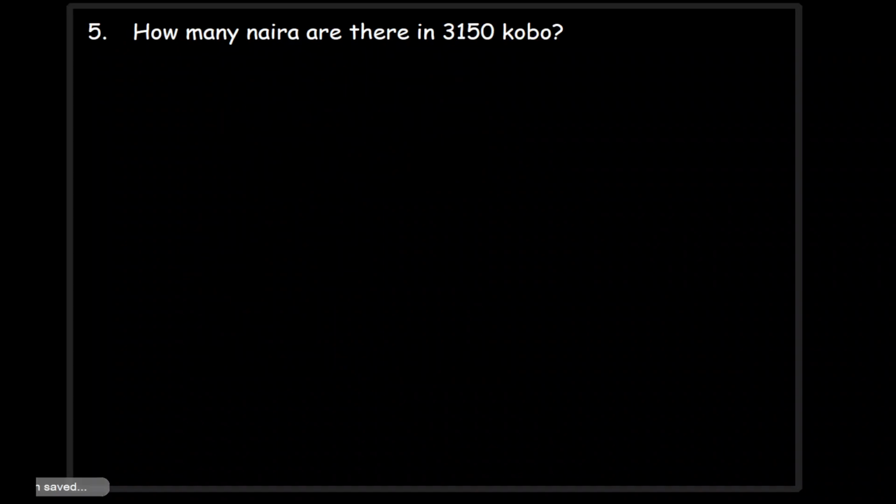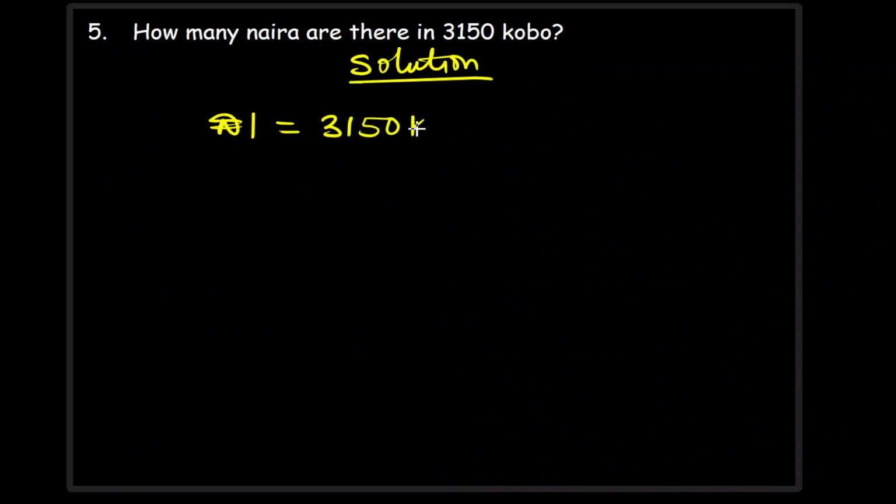Okay. How many naira are there in 3,150 kobo? Okay, so this is naira and kobo. That's still a standard relationship where we have that 1 naira is equal to, oh, I'm sorry about that. 1 naira is equal to 100 kobo. Sorry about that.